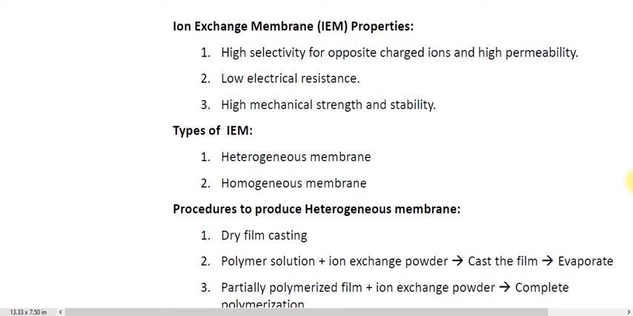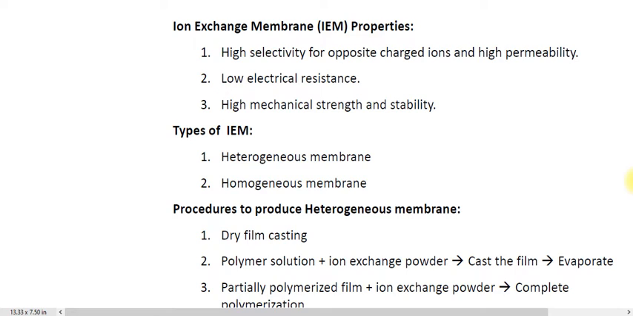Now, ion exchange membrane properties or requirements. An ion exchange membrane should have higher selectivity for opposite charge ions and high permeability. Second, low electrical resistance, which means higher conductivity. And third, high mechanical strength and stability. So basically, if you are using a cation exchange membrane, it should be highly conductive for the cations, but it should have high resistance towards the anions.